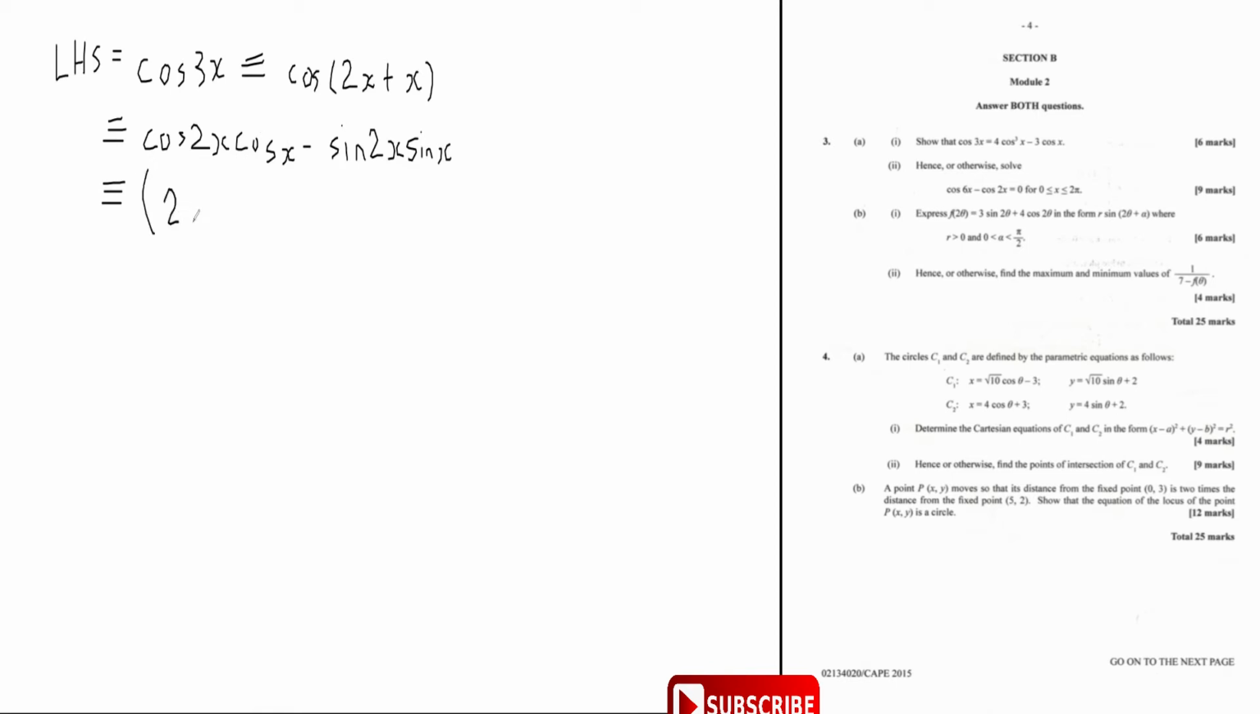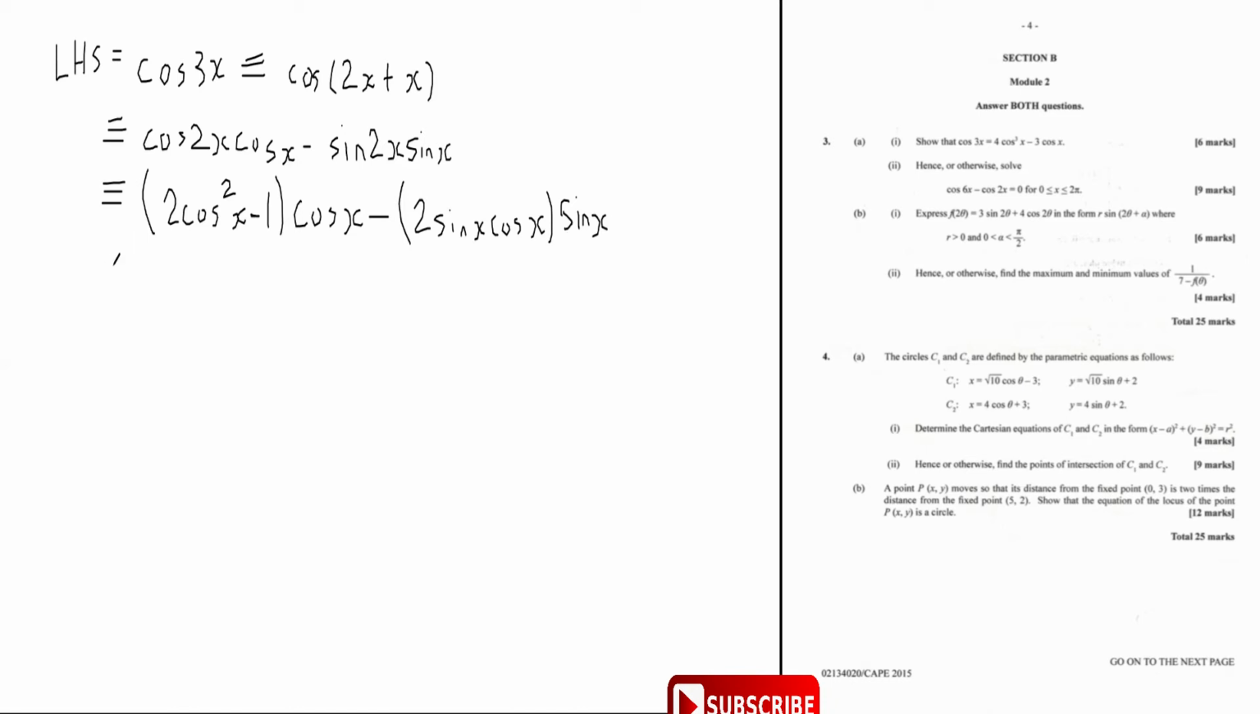So I'm going to write 2 cos square x minus 1. That is the double angle formula for cos 2x, and it is being multiplied by cos x. All right, nice and easy. Minus sine 2x, as you know, is 2 sine x cos x, and that is being multiplied by sine x.